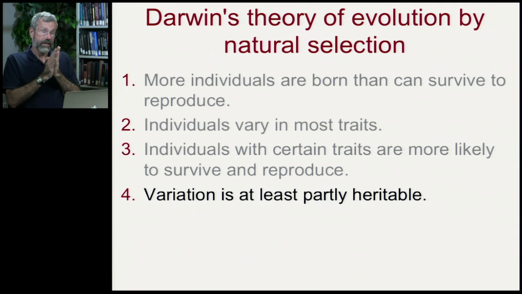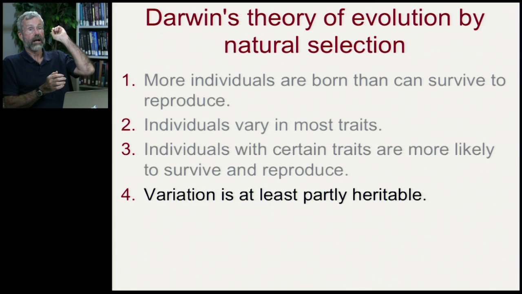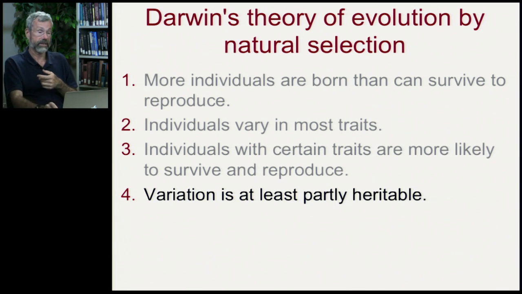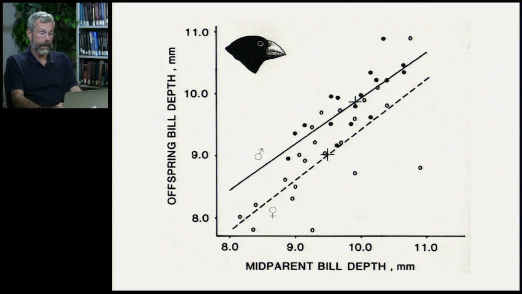Now, the fourth point is that the variation that we see in the population must be at least partly heritable. That is, the size of your beak is determined by how big your parents' beaks were, and therefore how big your children's beak will be, okay? And this is true in the case of Darwin's finches. If we look at the size of the beak of the parents, those parents who had larger beaks had offspring with larger beaks, okay?